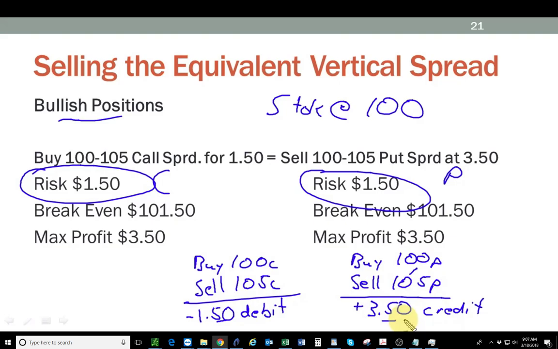But I might be able to collect some $3.50. Yes, you might be able to collect $3.50 if the stock moves above 105. But you might be able to collect the same $3.50 if the stock moves above 105 in the debit spread. These are actually synthetically identical.